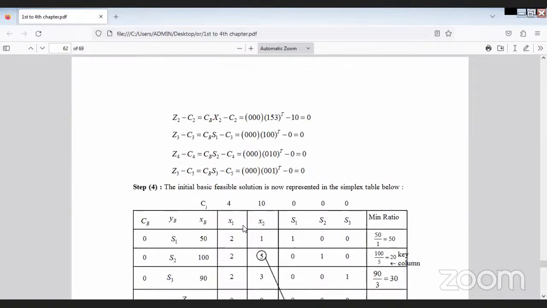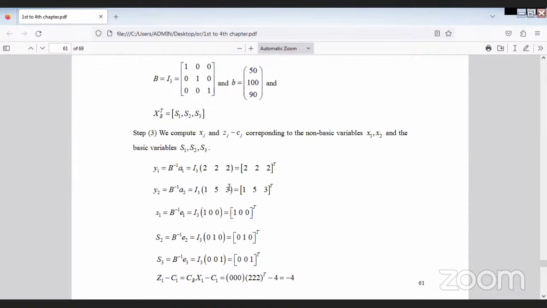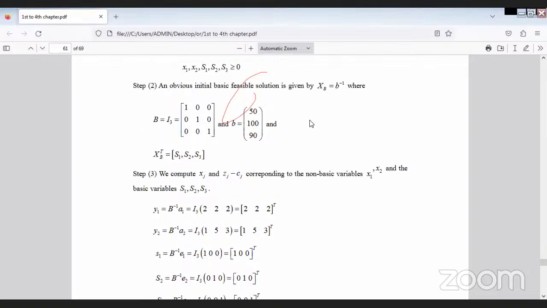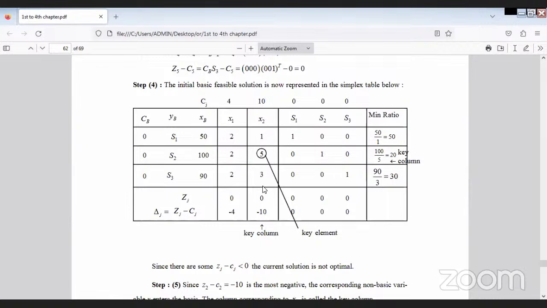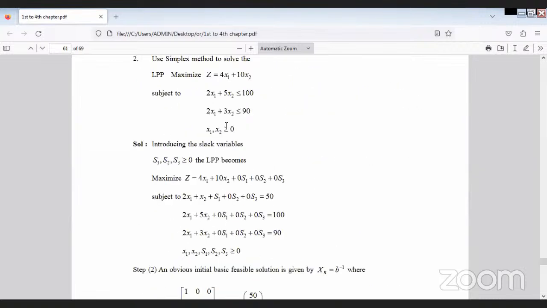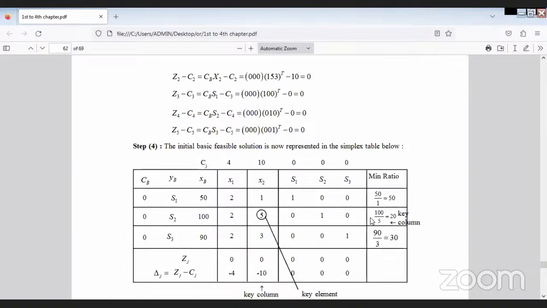The initial basic feasible solution is now represented in the simplex table we are taking here. CB is 0, 0, 0, YB is S1, S2, S3, XB is 50, 100, 90. 50, 100, 90. Where did this come from? Yes, sir. So the x1 value is already in the equation. We are writing here 2, 2, 2, 1, 5, 3, 1, 0, 0, 0, 1, 0, 0, 0, 1. Clear?